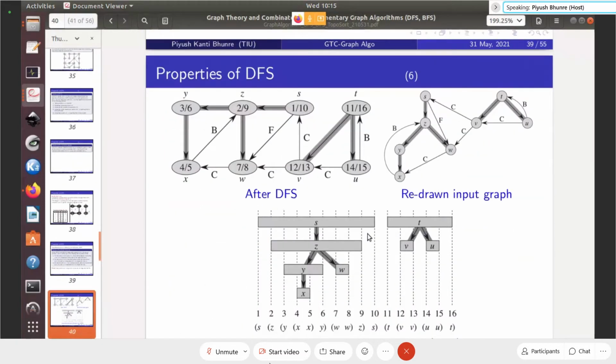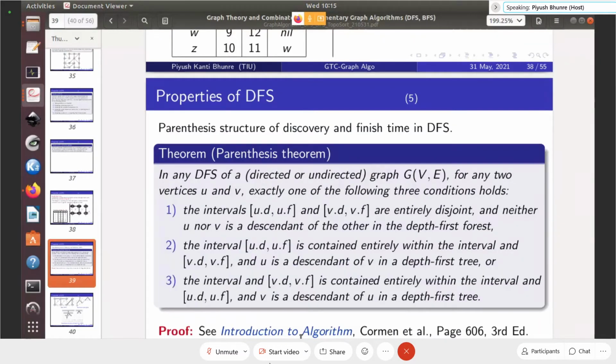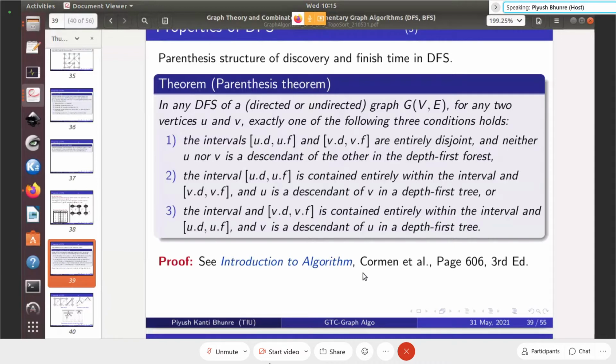So these things can be put in a nice manner as parentheses. In fact, you can look into the Cormen book, Introduction to Algorithms, that chapter I have uploaded. You can look into that for the proof. Here you just get the idea of what actually happened. These properties will be used to classify the different types of edges of a graph explored by a DFS traversal.